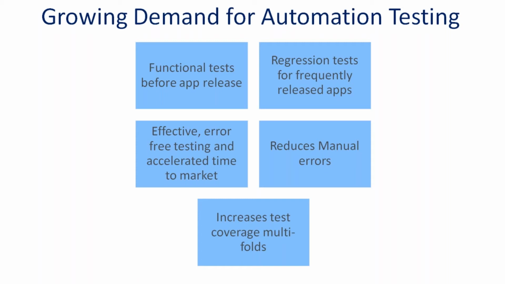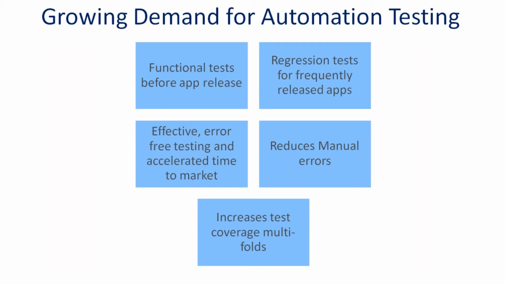Now, to make sure that the features and functionalities work fine before they are released in the market, most of the organizations are focusing a lot on automation. Large-scale applications with frequent releases need to be retested before every release to ensure that all the features remain intact with the recent code changes, just to avoid any regressions. It can make enterprise mobility testing effective, error-free, and accelerate time to market. It not only reduces the manual errors but increases the test coverage multifold. These are some of the key advantages of automation testing.